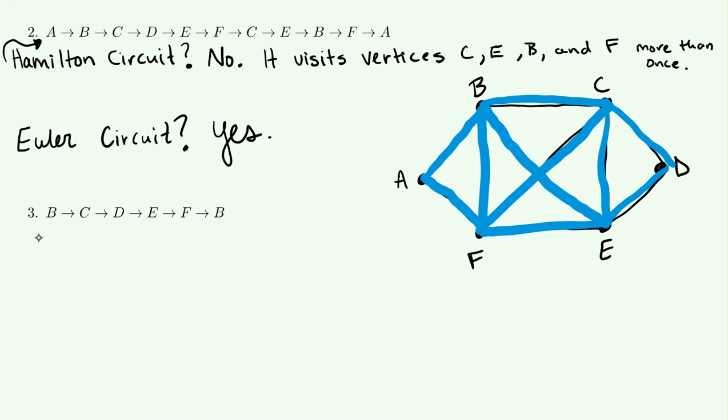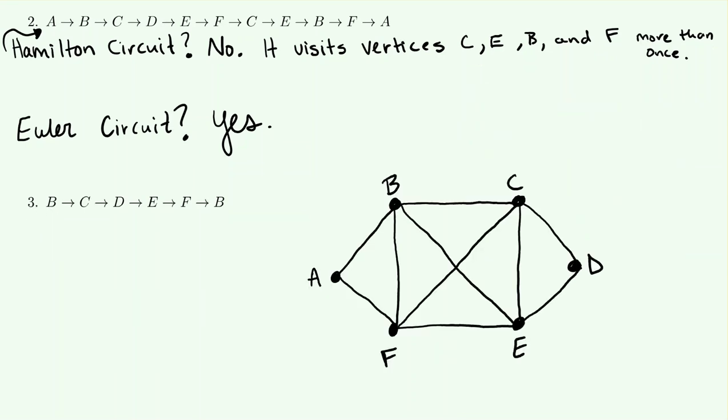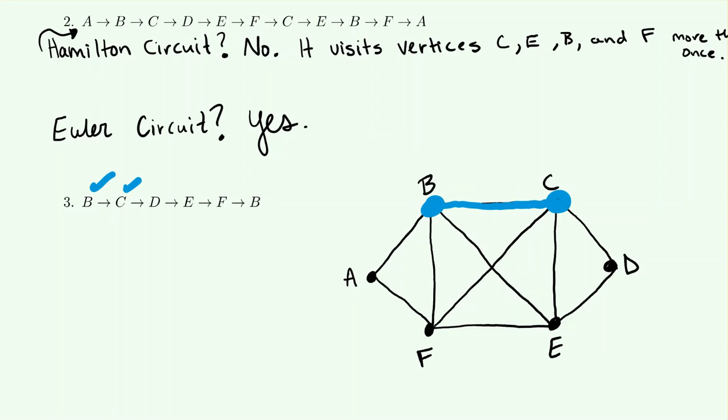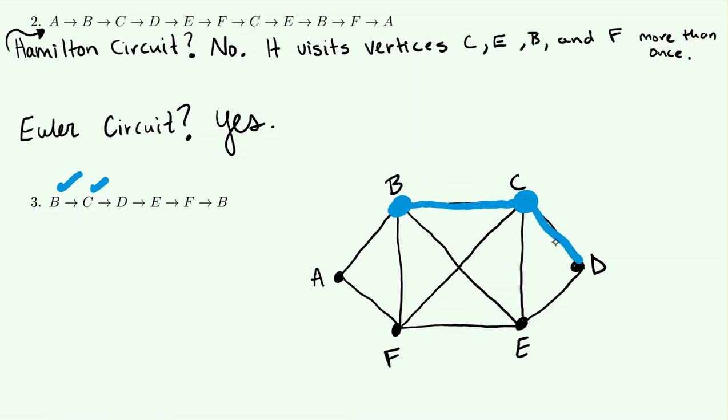Now let's look at our next example. In this example, we start at B, then we'll go to C, then to D, and then to E, then to F, and back to B.